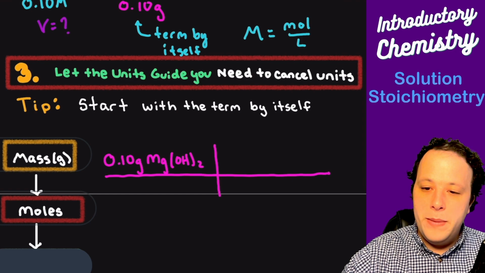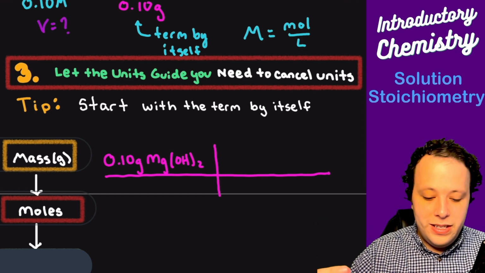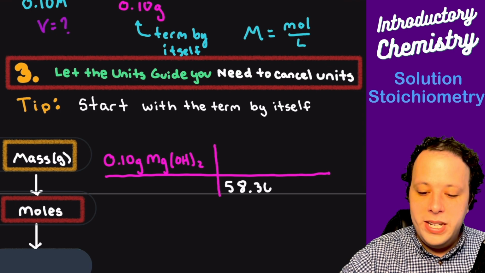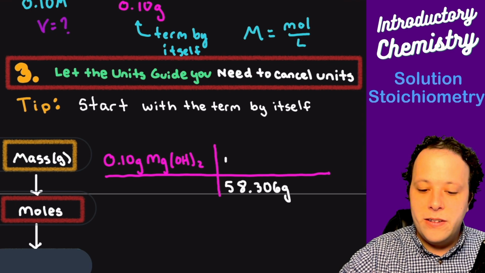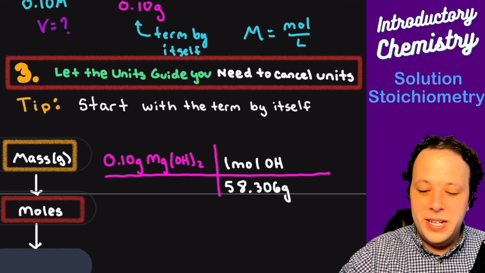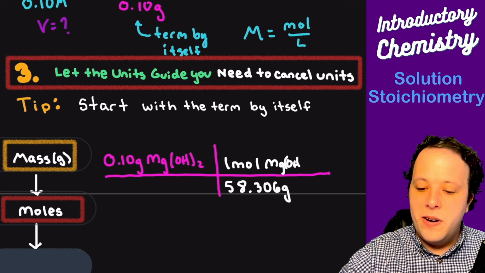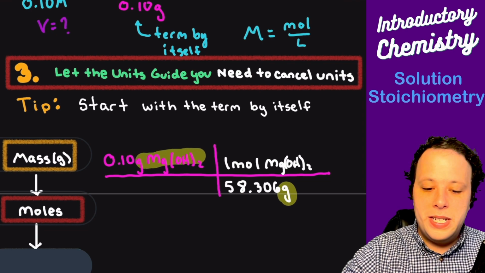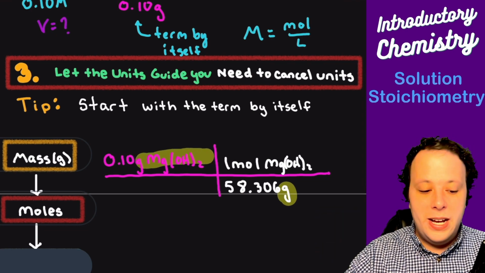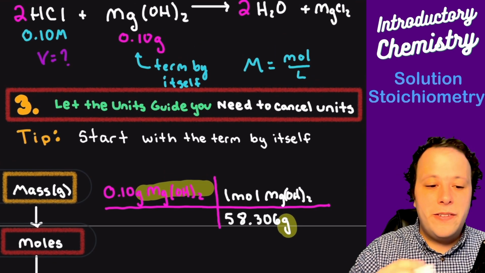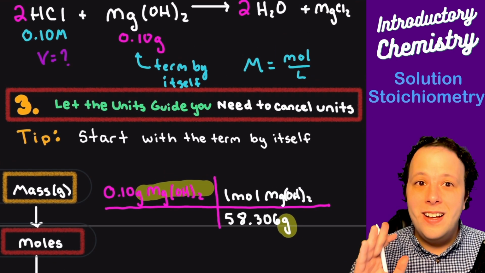So you'll take 1 magnesium, add it to 2 hydroxides, and you'll get about 58.306 grams for every 1 mole of magnesium hydroxide. All right, so now that we have that, the most important part is that we see our units are going to cancel. Grams is going to cancel grams, and now we have it in moles. But the thing that we really want is to figure out what the volume of HCl is.